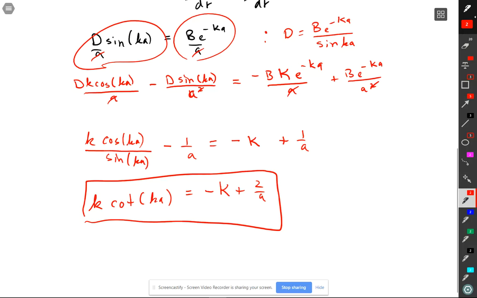Okay, so that's as far as I'm going to take it, assuming I made no mistakes. I'm sure you're going to get a transcendental equation. Assuming I made no mistakes, now you've got some work to do.